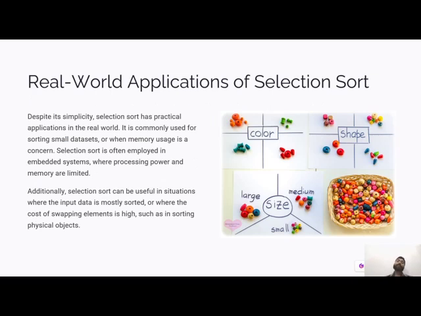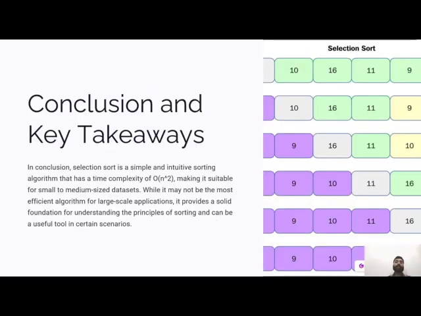Real world application of selection sort. Despite its simplicity, selection sort has practical applications in the real world. It is commonly used for sorting small data sets or when memory usage is a concern. Selection sort is often employed in embedded systems where processing power and memory are limited. Additionally, selection sort can be useful in situations where the input data is mostly sorted or where the cost of swapping elements is high, such as in sorting physical objects.